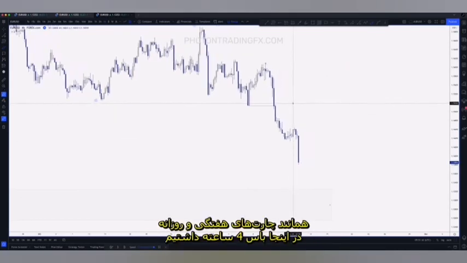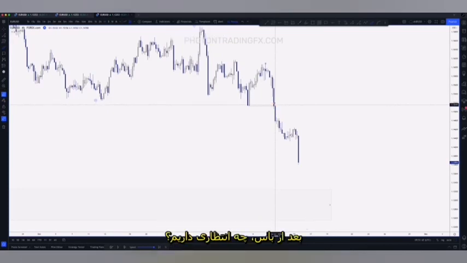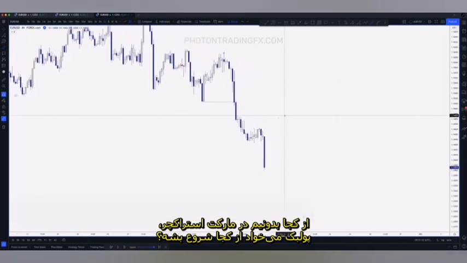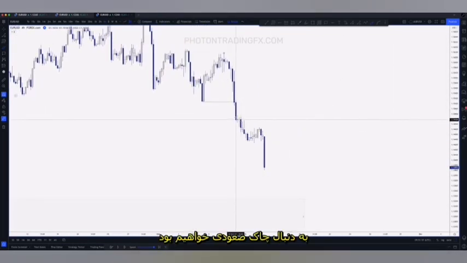But just like I said on the weekly and the daily chart, what have we had? We've had a 4-hour break of structure. So what do we expect after a break of structure? We expect a pullback on that time frame. How can we anticipate when that pullback may be occurring from a market structure standpoint? Well, we look for a bullish change of character, okay?